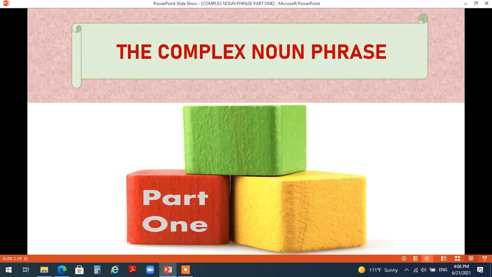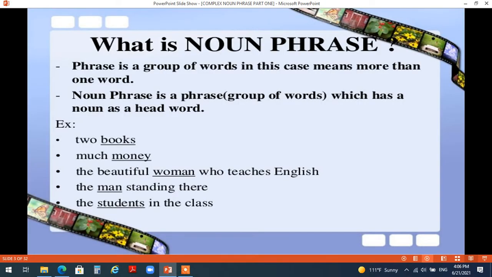In this lecture, we are going to start discussing a new chapter in our textbook. This chapter is called the complex noun phrase, and we are going to study part 1 of this chapter in this lecture. Now, first of all, we want to give some simple definition of a noun phrase in general before we go into the details of the complex noun phrase.